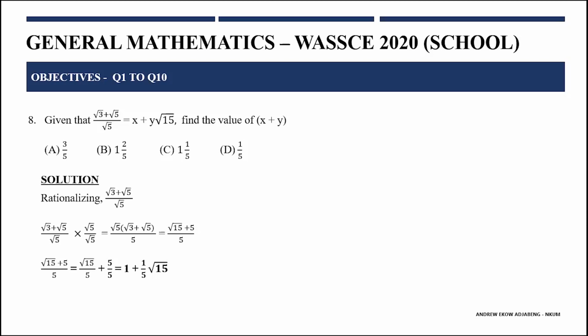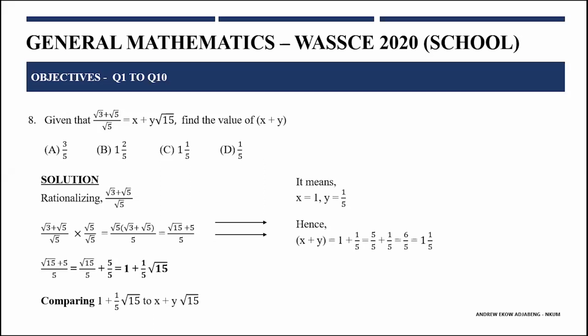1 plus 1 over 5 root 15. Now, based on the question, we can compare this end result, that is 1 plus 1 over 5 root 15, to x plus y root 15. Because when you compare, they all have root 15, and so we can compare the x and the y values respectively. In that sense of comparison, it implies that x will be equal to 1 and y will be equal to 1 over 5, as we can see.